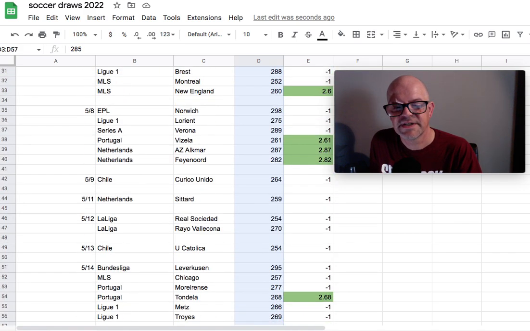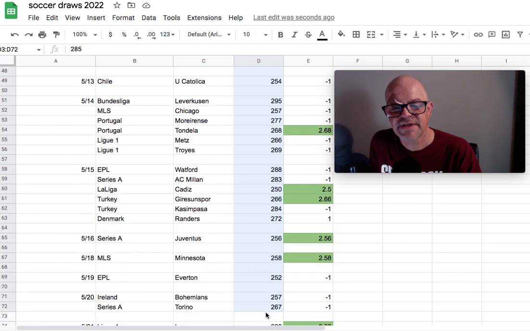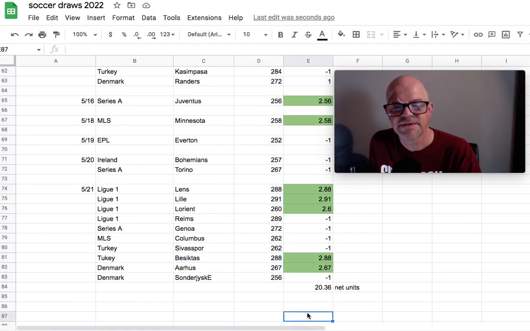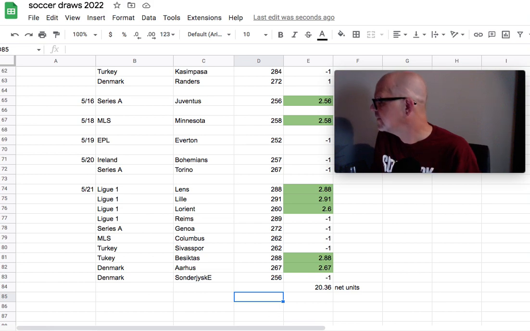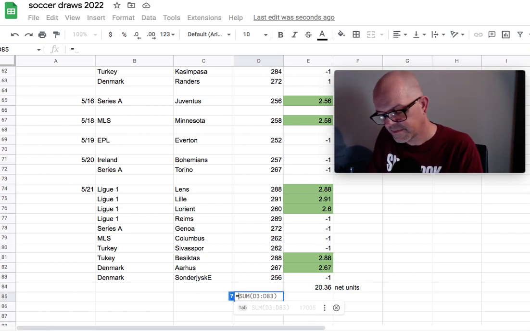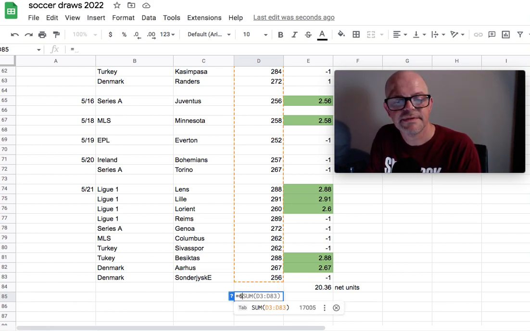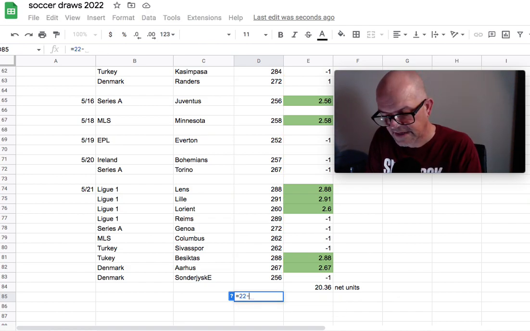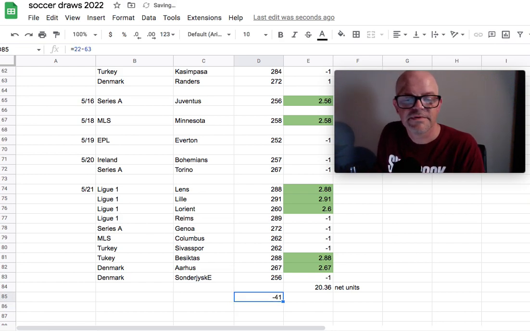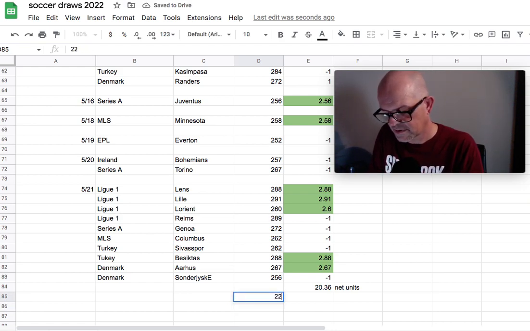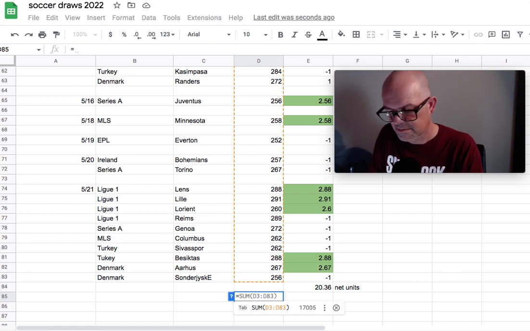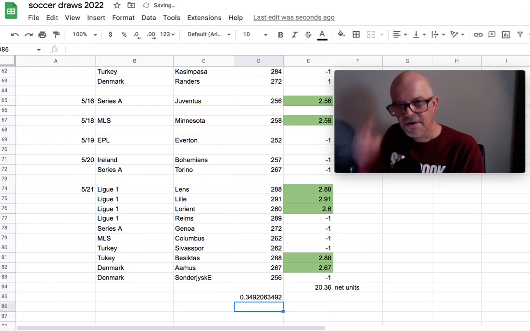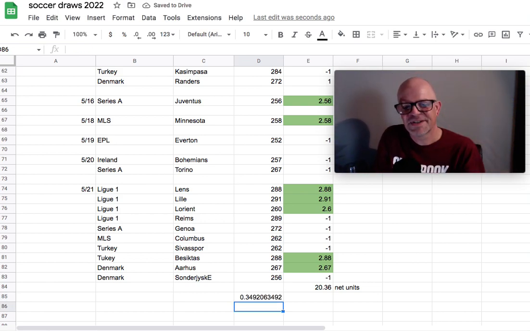Similar to the other one we did, let's add this up. So we had a total of, I got this written down, 63 matches wagered on. And we hit 22 draws. So 22 divided by 63. Okay, same deal as before. It hit 35%, right on the number.